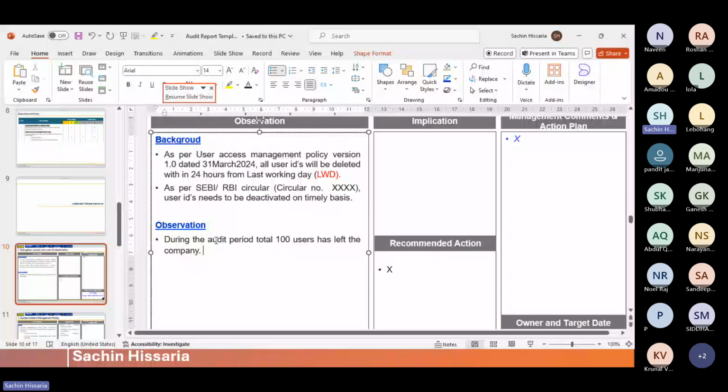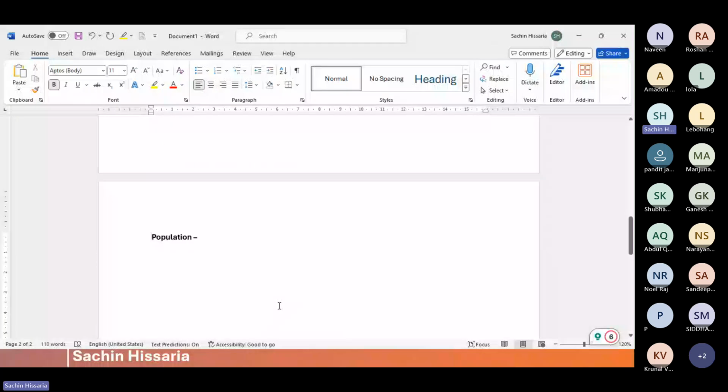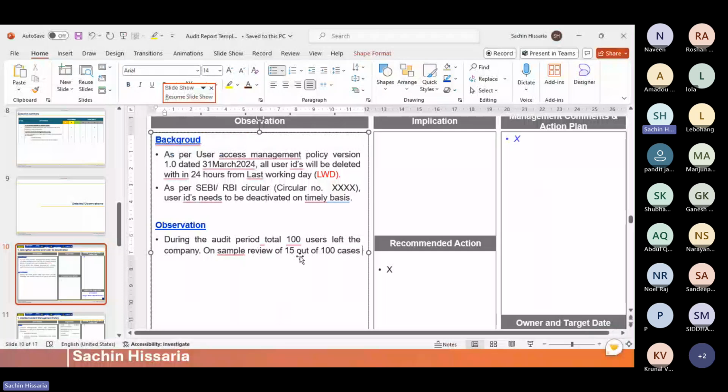On sample review of 15 out of 100 cases. Now what you have written, guys: first you have written the population, then you have written the sample size. So what is the sample size? On sample review of 15 out of 100 cases, we noted that in 5 out of 15 cases.